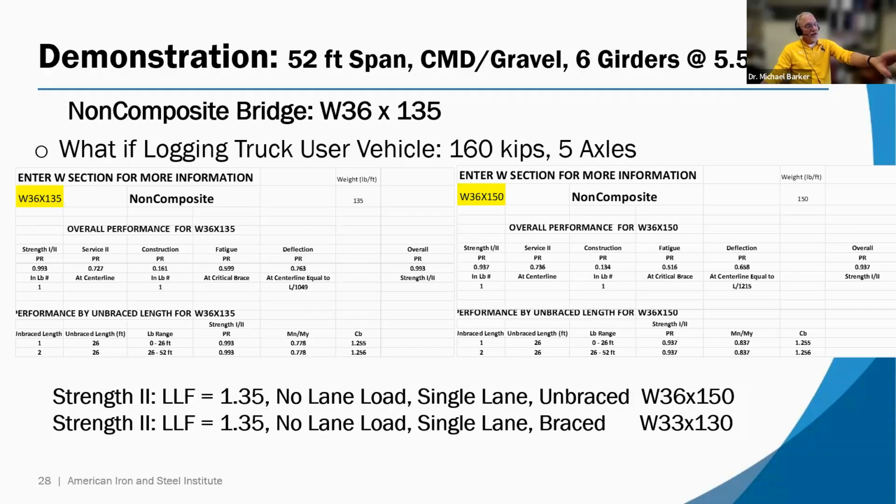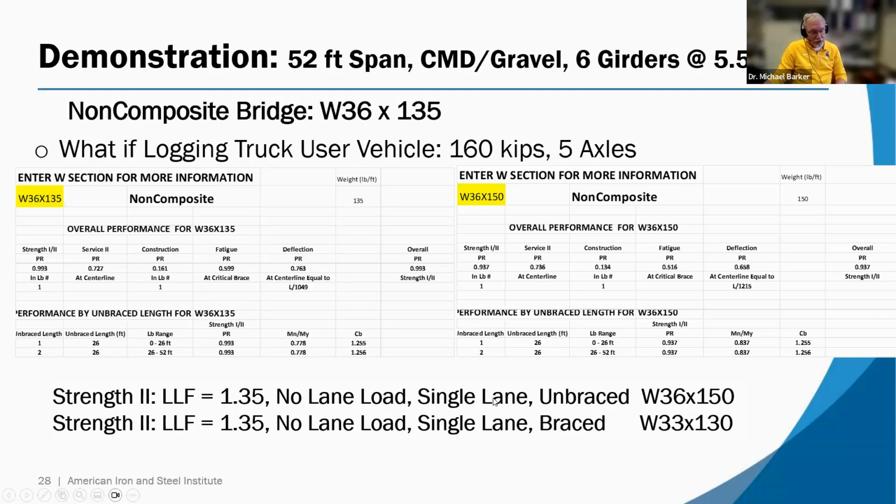If I have a logging truck, now I didn't show a picture of the truck, but those logging trucks are big and heavy. They have 5 axles and they weigh 160,000 pounds. And I can just put that into this program. I tell it what live load factor, like here at the bottom, the bottom 2 lines here. I'm going to treat it like a Strength 2 limit state, which means my live load factor is not 1.75, it's 1.35. No lane load.